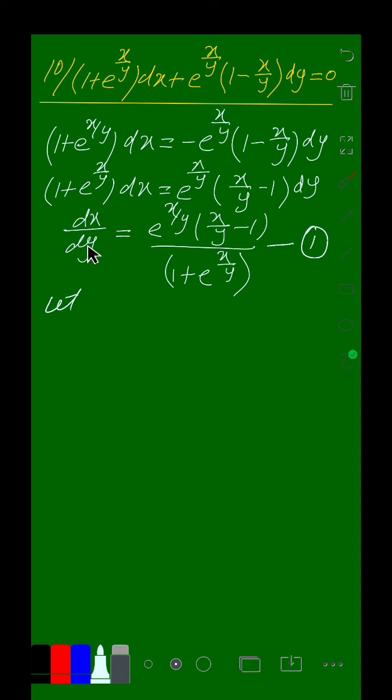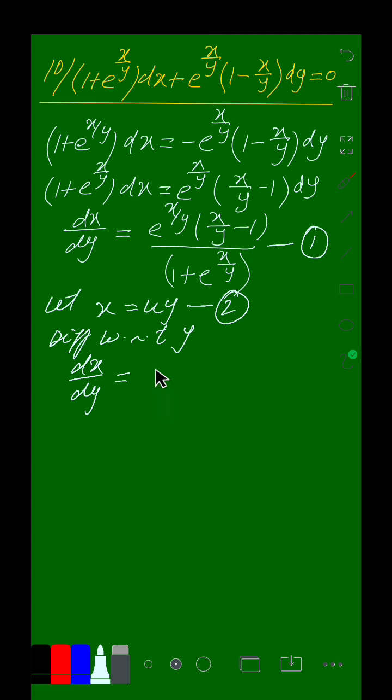Now this is the second format of homogeneous differential equation where all the terms can be expressed as x upon y. So here the substitution is made as x is equal to uy. Not y is equal to ux, but x is equal to uy. Let it be equation number 2. And we have to differentiate it with respect to y. So on the left hand side we have dx upon dy, and on the right hand side, first function as it is, the derivative of y with respect to y becomes 1, plus y as it is, derivative of u with respect to y, du upon dy. Let it be equation number 3.